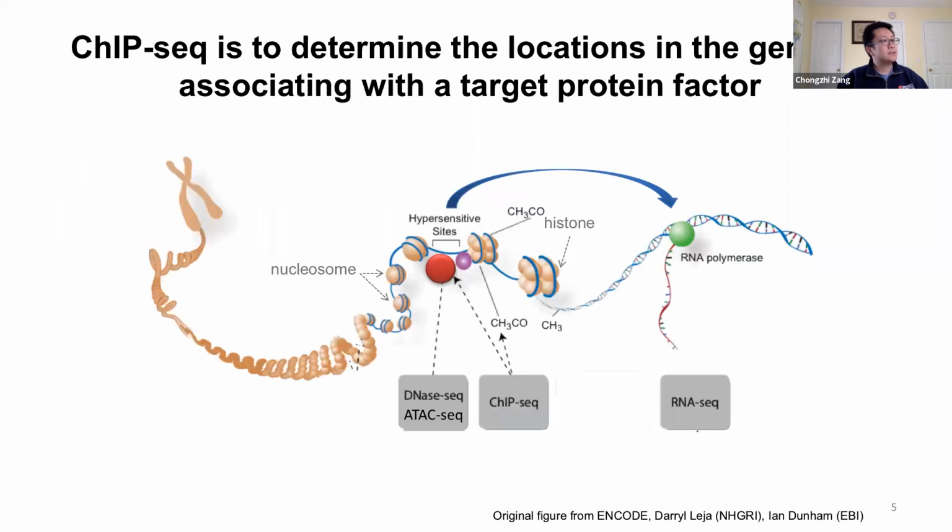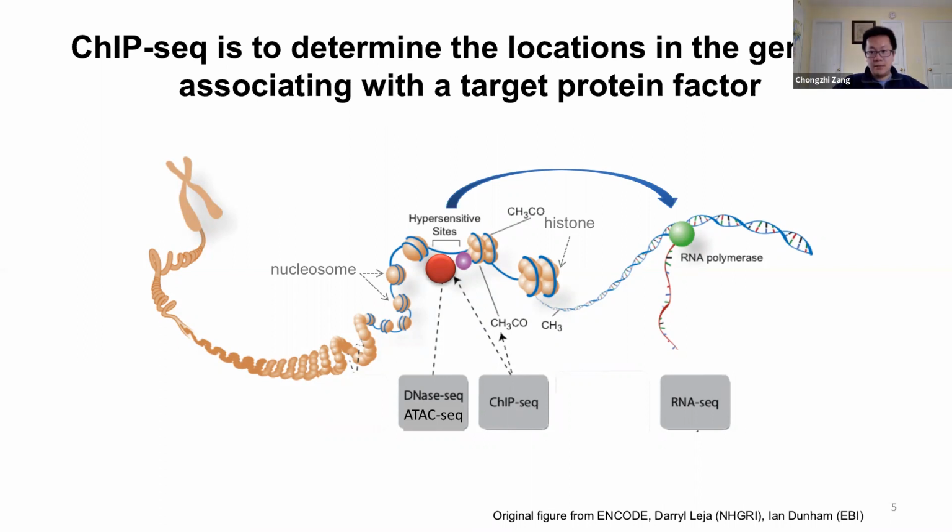So, the ChIP-seq technique. If I want to give a one-sentence summary of what ChIP-seq does: ChIP-seq determines the locations in the genome that are associated with a target protein factor.